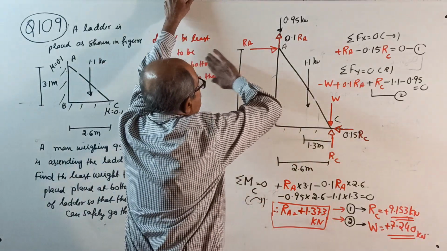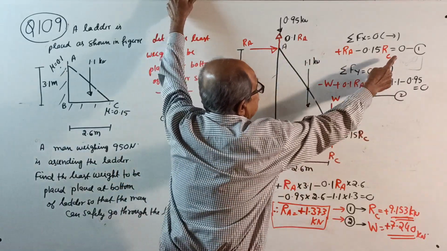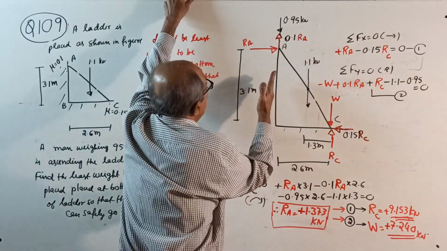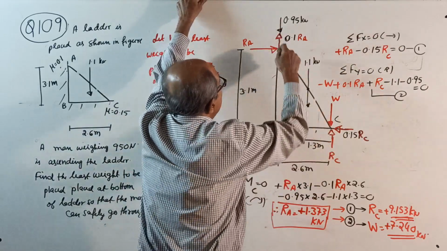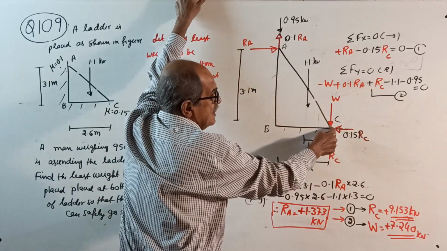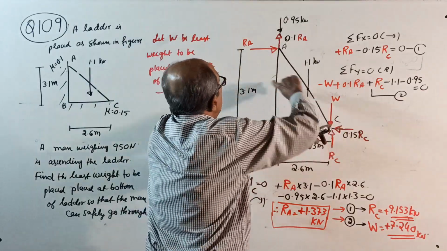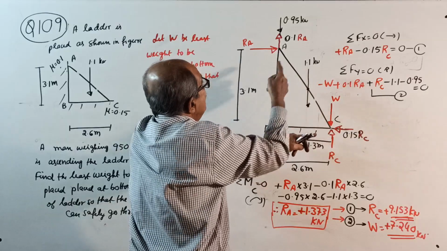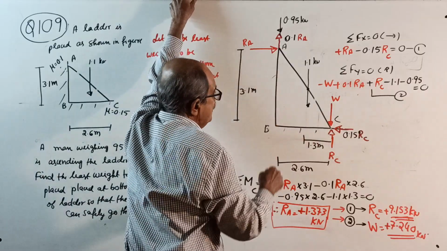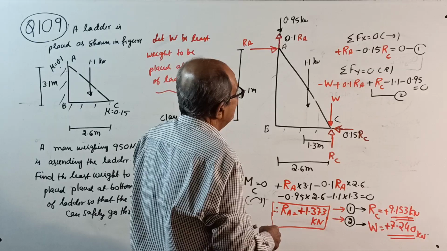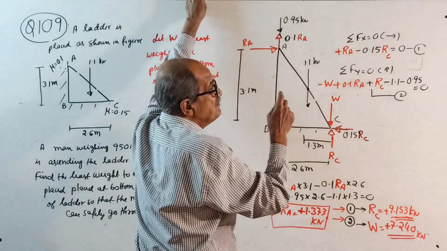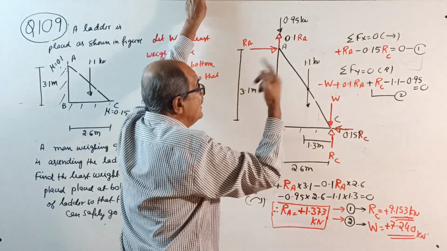Okay, start. Sigma Fx equals 0: plus Ra minus 0.15 Rc equals 0, equation 1. Sigma Fy equals 0, starting from the unknown value: minus W plus 0.1 Ra plus Rc minus 0.95 minus 1.1 equals 0, equation number 2. Take moment about C, the bottom of the ladder. Plus Ra into 3.1 plus, see, this is clockwise. This also is clockwise. It is positive only, not negative. This answer is wrong because I was under the impression the wall was on that side. It is this side now.